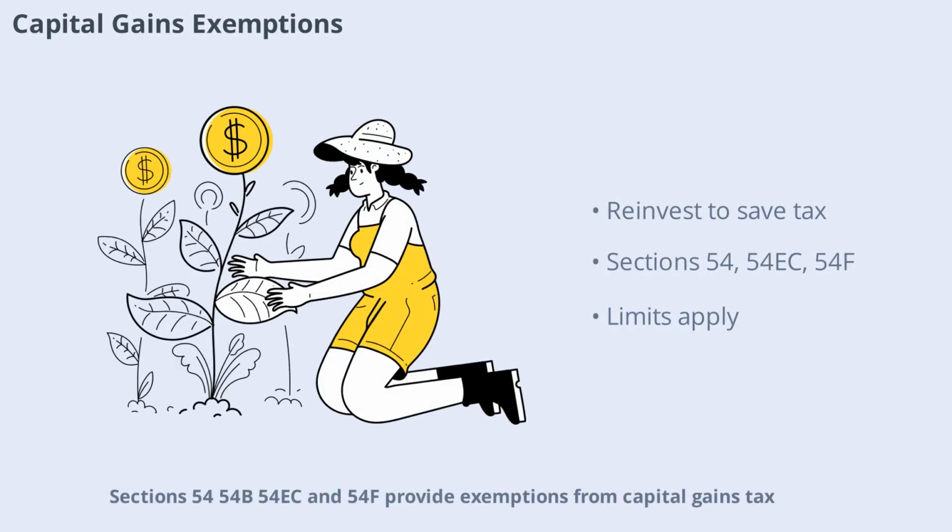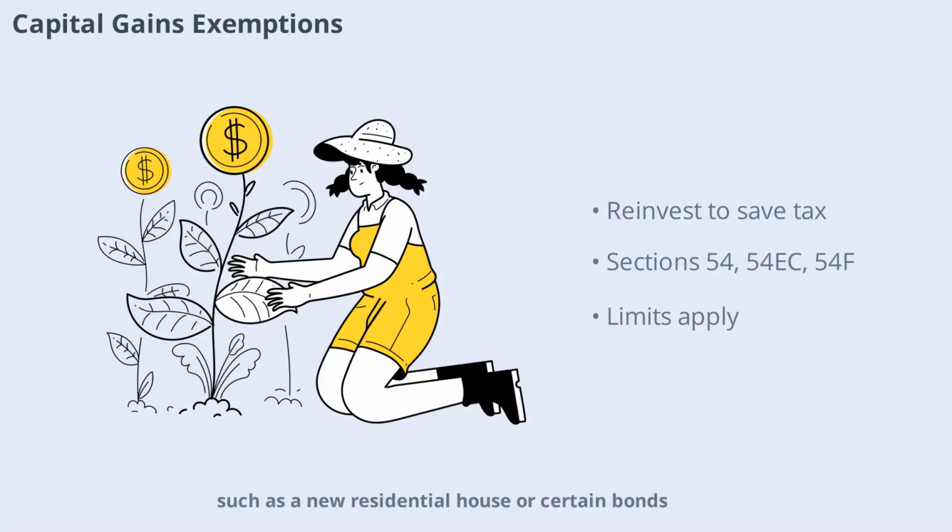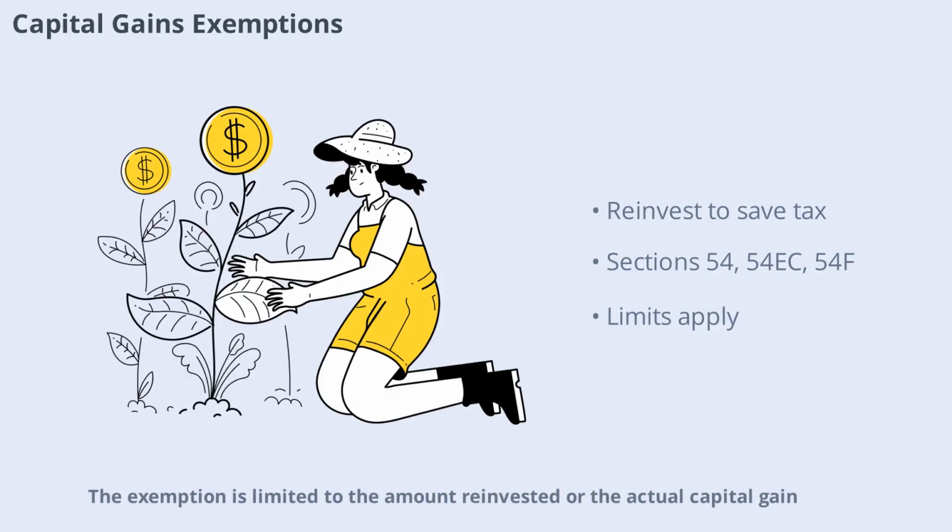Sections 54, 54B, 54EC, and 54F provide exemptions from capital gains tax if the gain is reinvested in specified assets, such as a new residential house or certain bonds. The exemption is limited to the amount reinvested or the actual capital gain, whichever is lower. These provisions encourage reinvestment and asset growth.